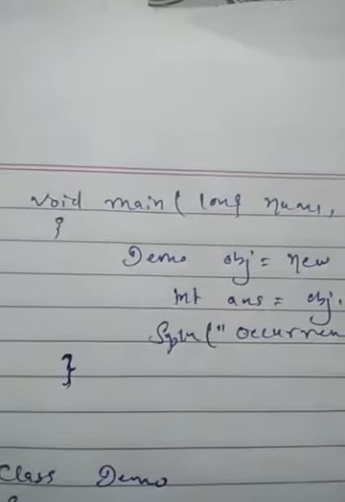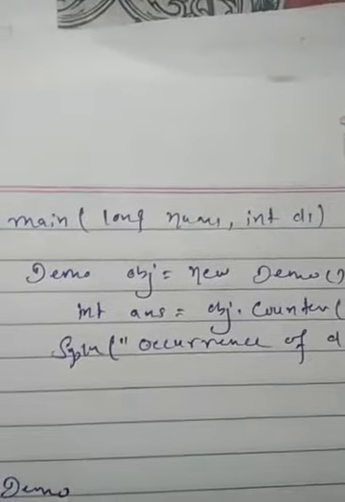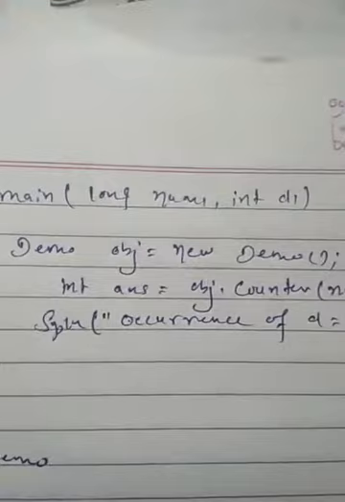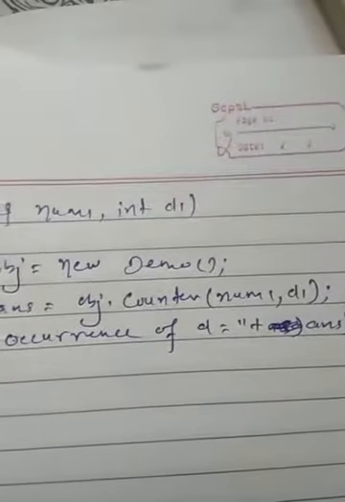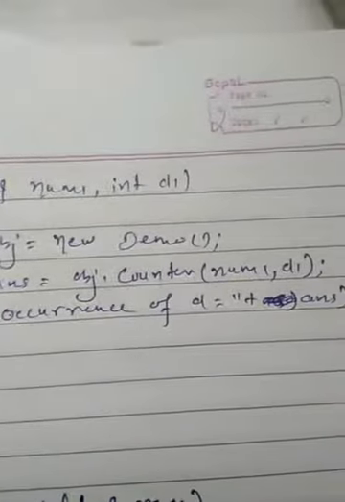And here we are making the main function for calling the above. Void main, long num1, integer d1, demo obj equal new demo, integer answer equal obj dot counter, then num1 comma d1. Then we are printing occurrence of d is equal to answer.